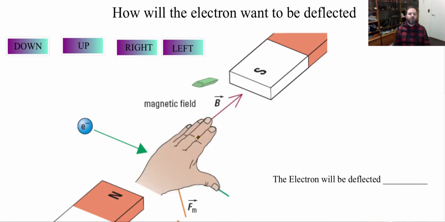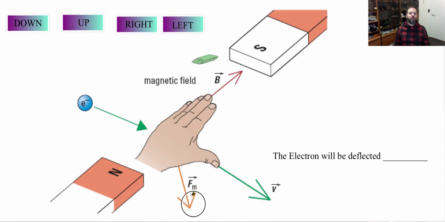So if I look at it here, I have my magnetic field, fingers follow my magnetic field from north to south, thumb follows my electron flow, and then my force is going to go into the page here, or down. So my force will be deflected down.